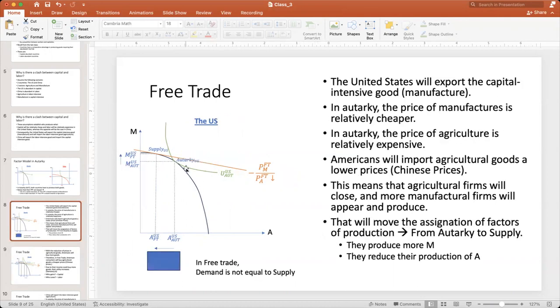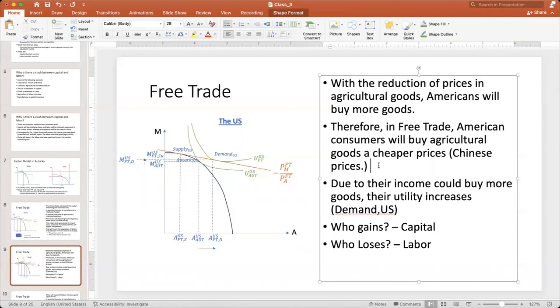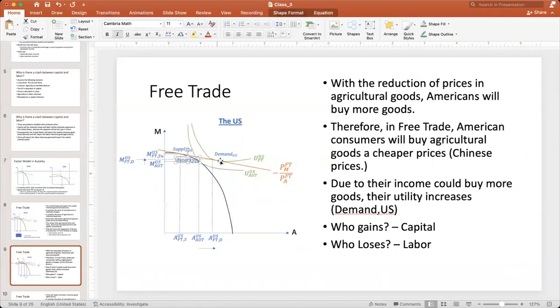So this is the autarky position, and this is the demand position. So we achieve a higher level of utility, which is the conclusion of the Ricardian model.